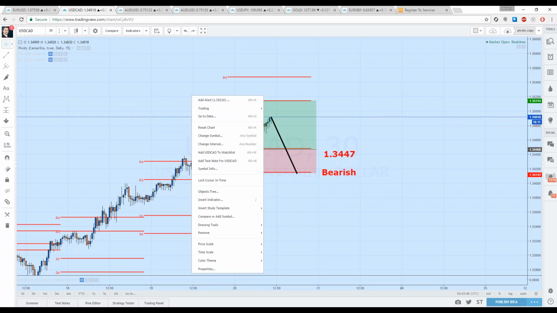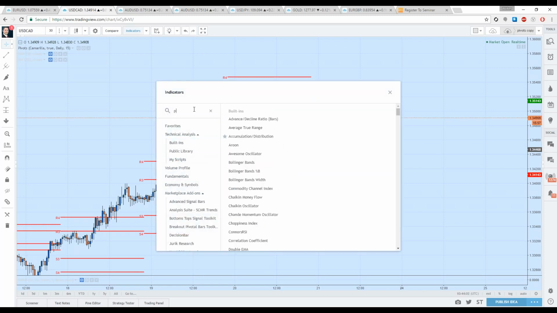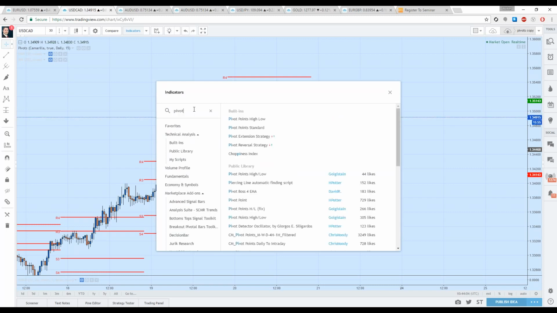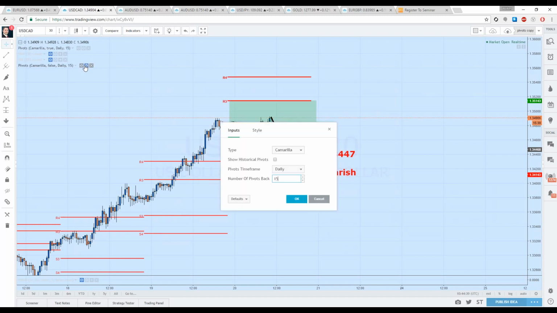When we add our pivots, on most charts, you will go through an add indicator or insert indicator setting. With Trading View, search for pivot point standard. From here, you can change or format your settings.